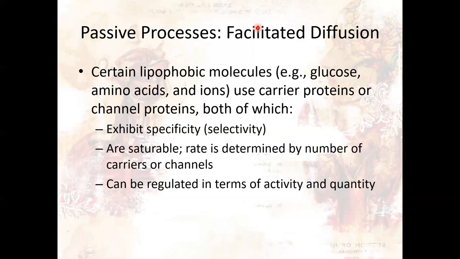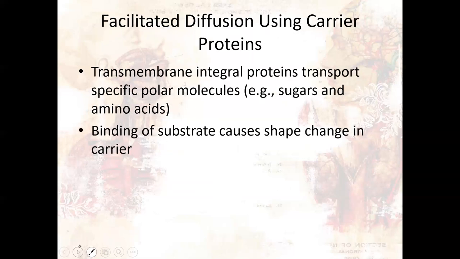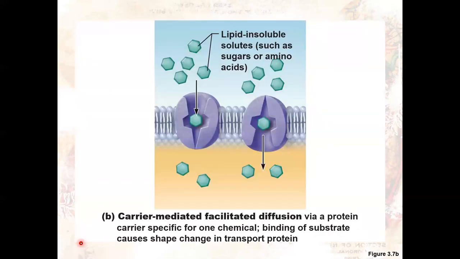Lastly, the cell can regulate these channels. It can make more of them. It can make less of them. So here is a facilitated diffusion example using a carrier protein. Here, when the protein binds to something that's outside the cell, it changes shape and that brings it into the cell. This is still passive transport. There's no energy or ATP being used, and we're still going from high concentration to low concentration.